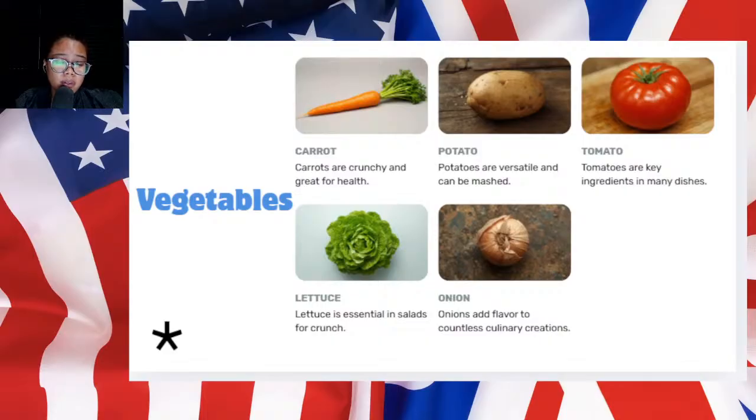One famous thing about onions is that they can make your eyes water when you chop them. Even though they can be strong, onions are used in many different dishes.